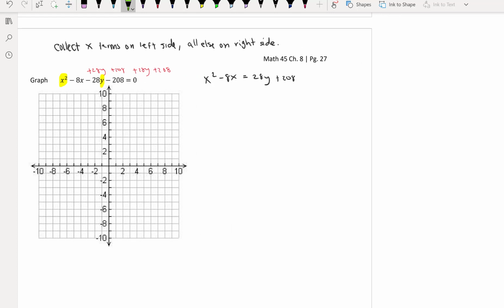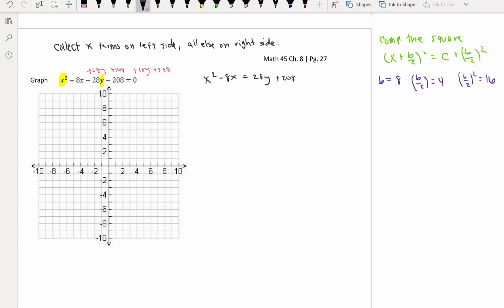Hopefully you remember the completing the square. Hopefully you remember it is x plus your b divided by 2 squared is equal to your c plus your b divided by 2 squared value. So here my b value is equal to 8. So then b divided by 2 would equal 4. And if I were to square 4, that would give me my 16.